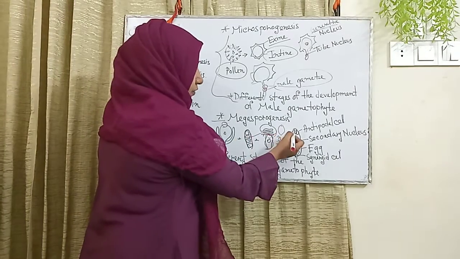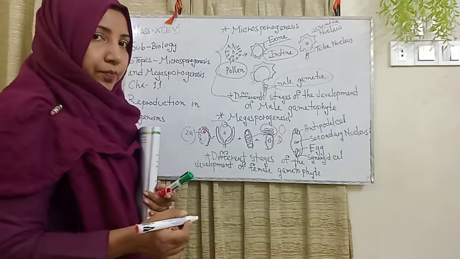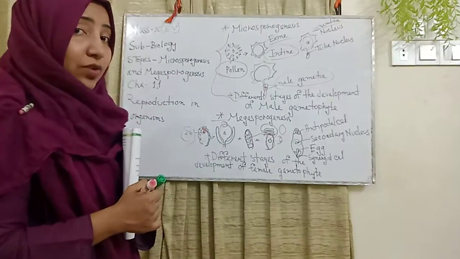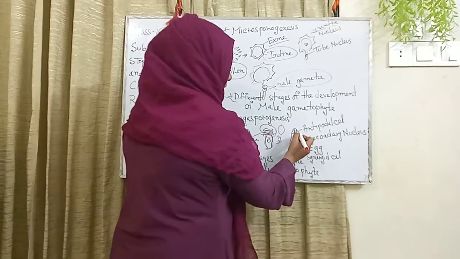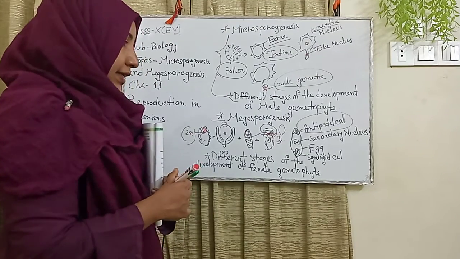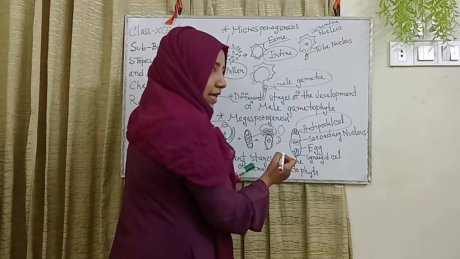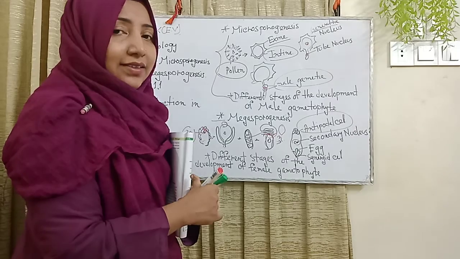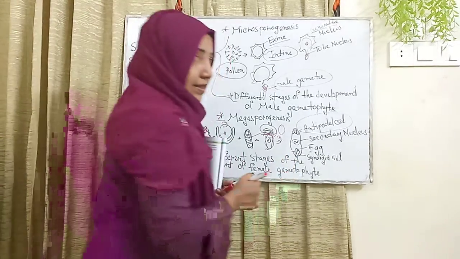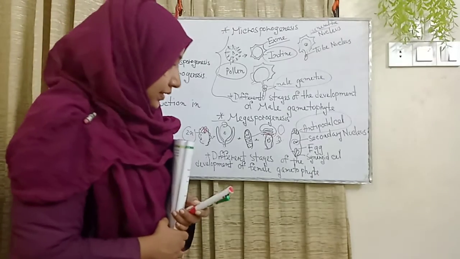In the 8 cells, there are 3 cells at one pole and another 3 cells at the other pole. And in the middle there are 2 cells, the secondary nucleus. At the other pole there are 3 cells, which are the antipodal cells. At the other end there are 3 cells, but the middle cell is called the egg, or the female gamete. Basically only one gamete, and the other 2 cells are called the synergid cells.